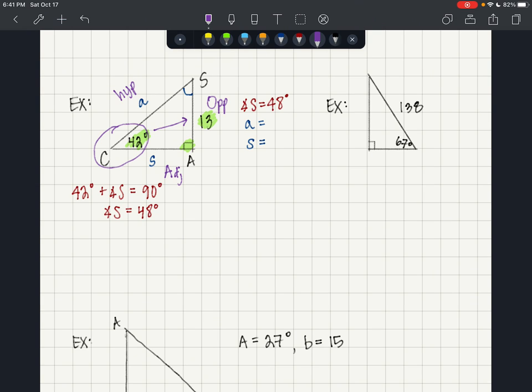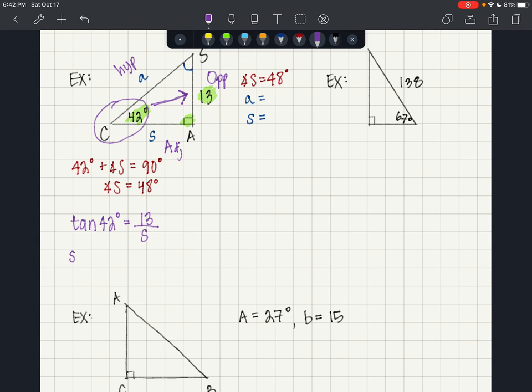Now, if I want to solve for the adjacent side, I'm going to use the 42-degree angle and the opposite side, because those 2 values are given, and then the adjacent will be my only unknown. So opposite over adjacent is going to be the tangent function. So the tangent of 42 degrees is equal to the side length opposite 42 degrees, which is 13, over the adjacent side of S.